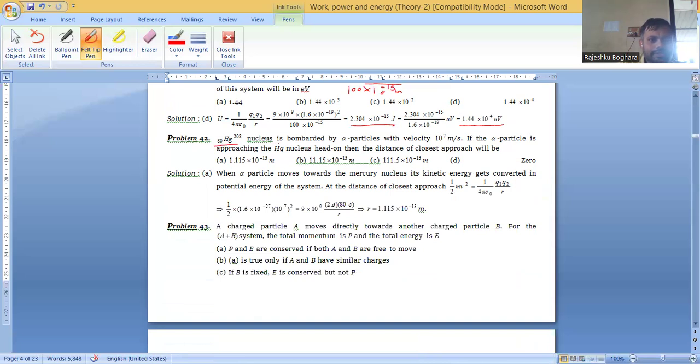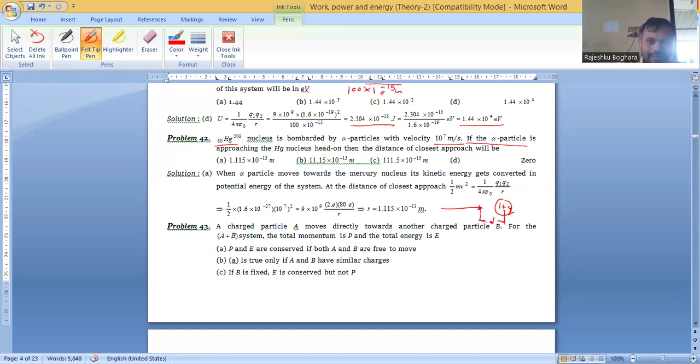Hg208 nucleus is bombarded by an alpha particle with velocity 10 raised to 7 meter per second. If the alpha particle is approaching the Hg nucleus head on, then find the distance of closest approach. So here is the Hg, and the alpha particle comes from here, comes up to here, and returns from there. This distance we have to find.